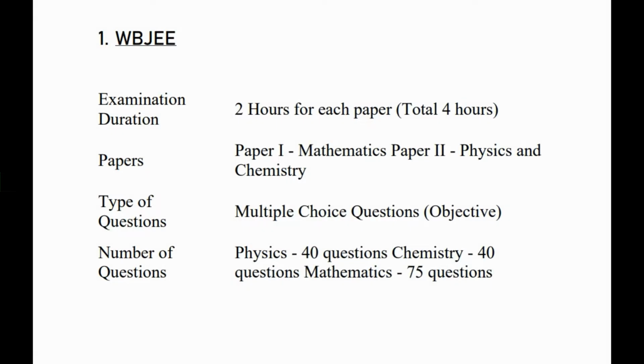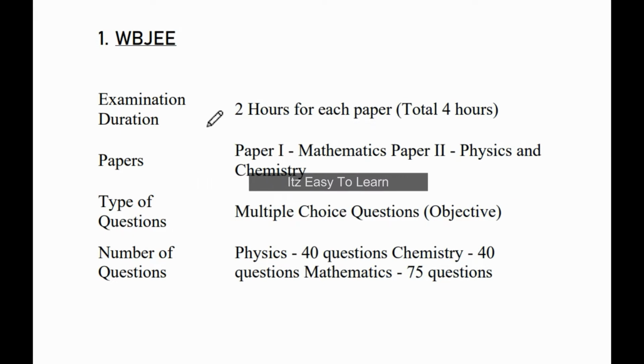At first I am going to tell you about the pattern of WBJEE. The exam duration is 2 hours for each paper. Actually there are 2 papers. Paper 1 is for mathematics, and for mathematics you have 2 hours, and the second paper is for physics and chemistry, that is also for 2 hours. So your total duration is 4 hours, and there is a gap between the 2 papers.